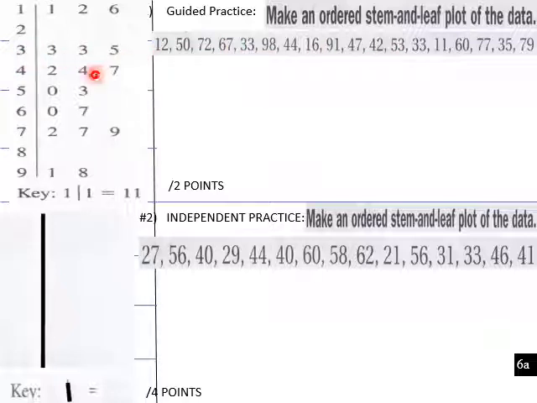Then we have a 35, then 42, 44, 47, 50, 53, 60, 67, 72, 77, 79. There's no 80 here. Then 91 and 98. And we're adhering to this key here. Do the same down here, students, for this data set here. Copy this up here. Use this as your model to do your independent practice.